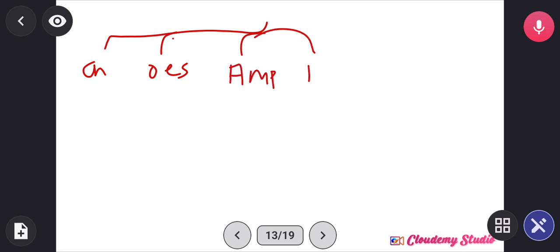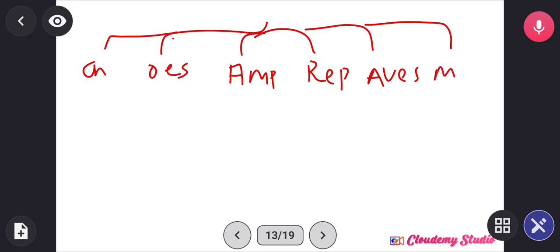So for the classification of the gnathostomes, we have the chondrichthyes. Let me just write it down as CH. We have the osteichthyes. Let me use OST. We have the amphibians. Let me use AMP. We have the reptiles. Let me use REP. We have the aves. Let me use AVES. And we have the mammals.